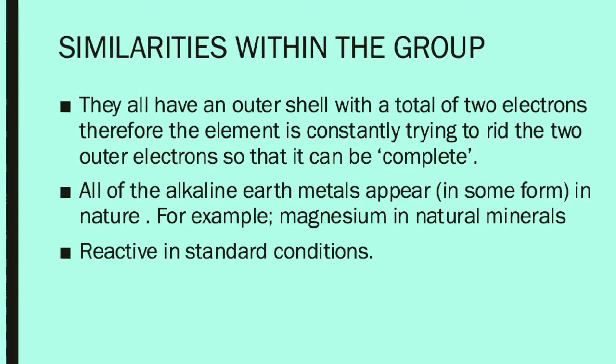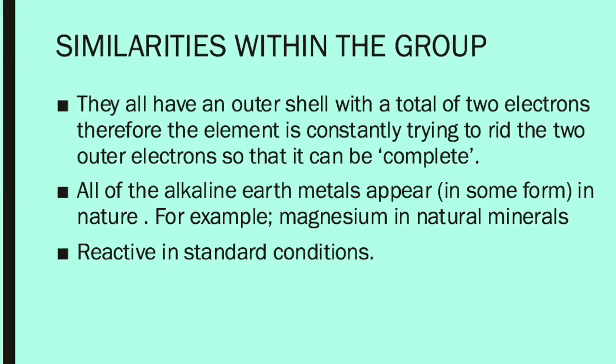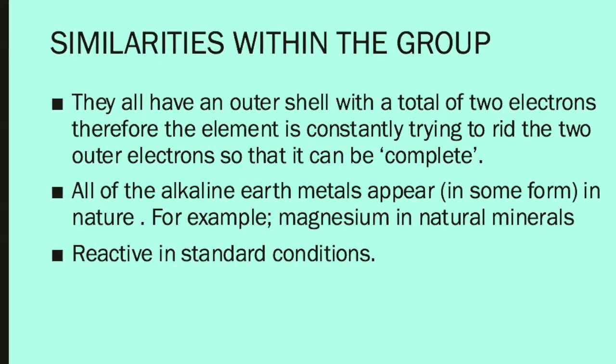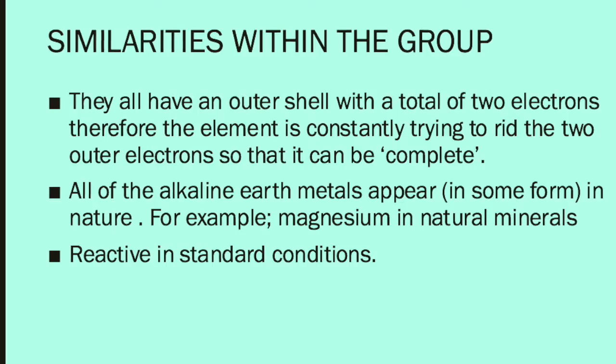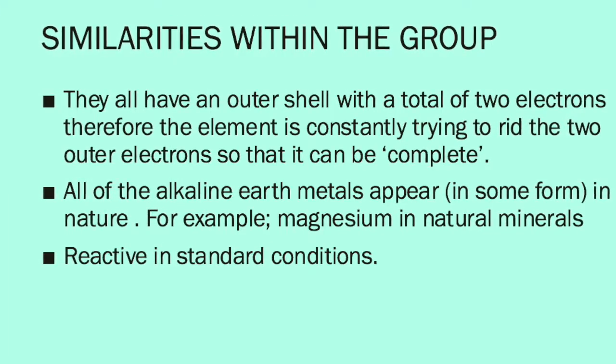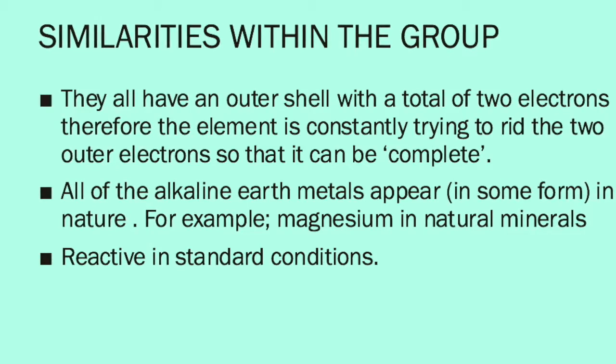Another similarity within Group 2 is that all the alkaline earth metals appear in nature, not necessarily in their full form, but making an appearance. For example, magnesium can be found in natural minerals such as dolomite and magnesite, in the form of magnesium oxide.